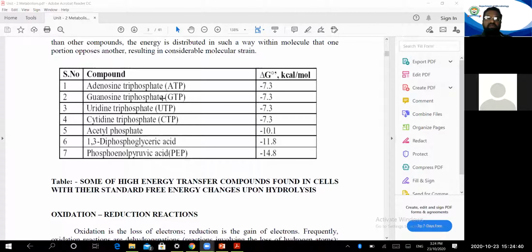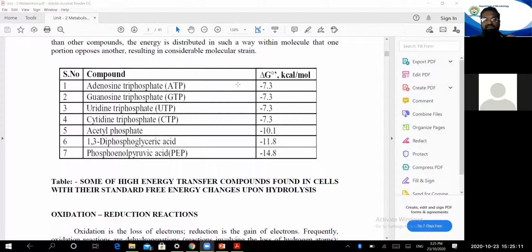Now, just remember all these 7 molecules: adenosine triphosphate, guanosine triphosphate, uridine triphosphate, cytidine triphosphate, acetyl phosphate, diphosphoglyceric acid, or in short, we call it DPA, and phosphoenol pyruvate or phosphoenol pyruvic acid. In short, we call it PEP. These are all energy-rich compounds.